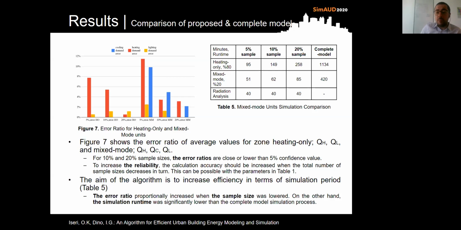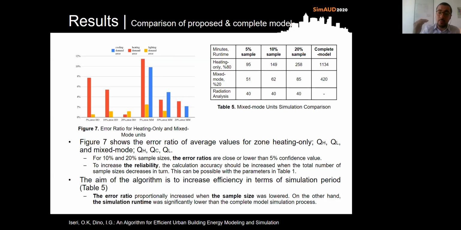And Figure 7 is highly important to explain the performance of the model. And you can see that for the 5% mixed mode units, the error ratio is the highest one, because these are the 20% of the total simulations. As we talked about, just 20% of the buildings consist of cooling energy demand. And from these 20%, we are selecting just 5%. As you can understand, the sample size is highly low compared to the 20% heating only simulation result.